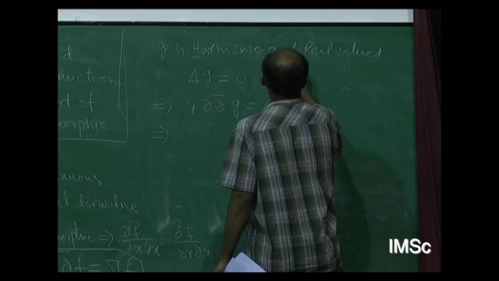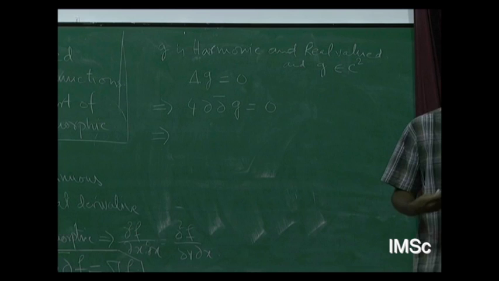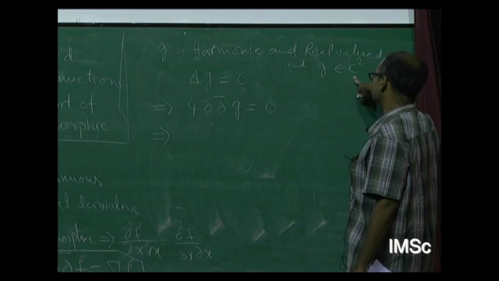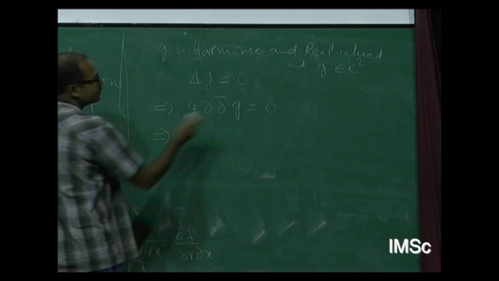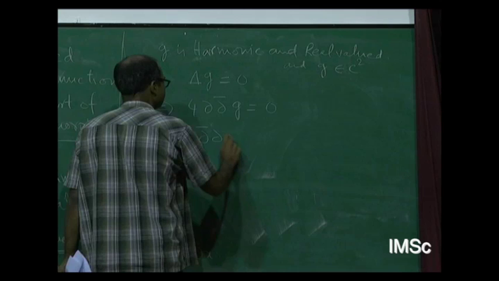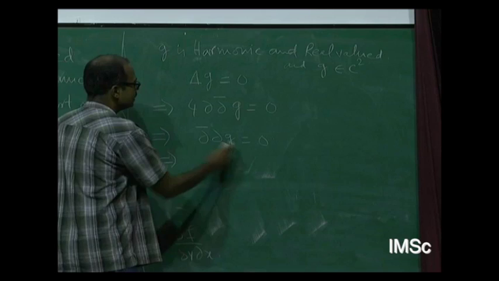So f is harmonic, real valued, and so g is also in C2. So it has partial derivatives up to second order, and those derivatives are continuous. So then this equality holds. Yeah, so you can just interchange these operators. That's not a problem. You can easily see that if this is 0, then this is also 0. So this will imply that this delta g, this function, satisfies the Cauchy-Riemann equation.